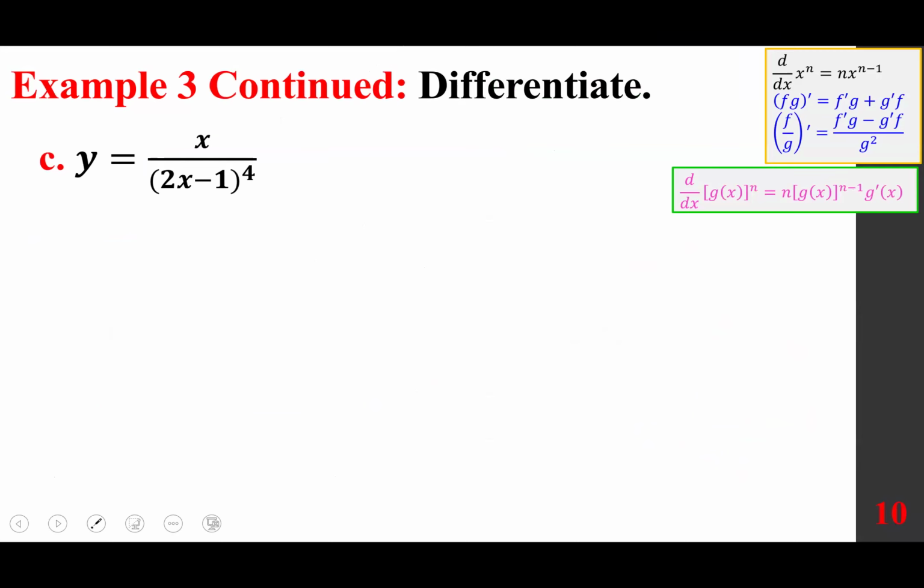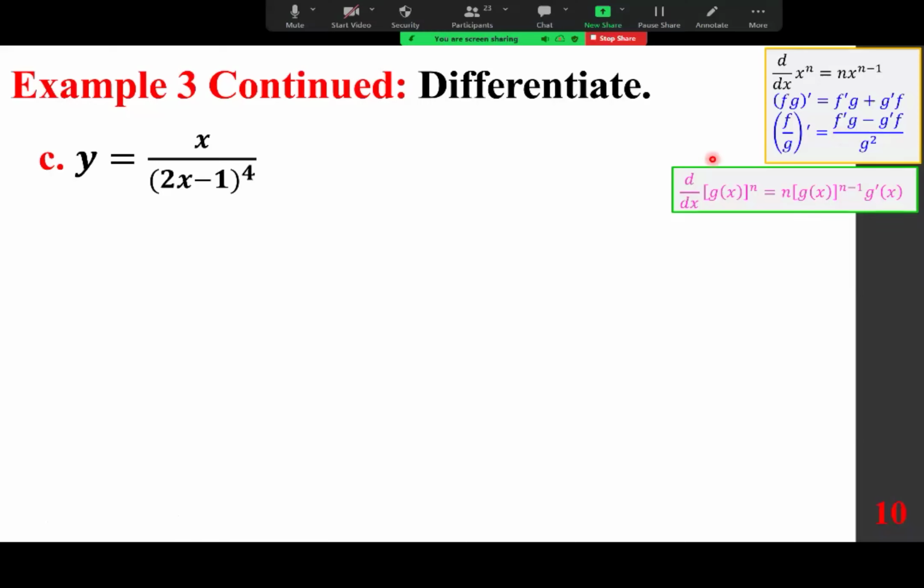Differentiate. Well, we have to go with the quotient rule and the chain rule as well. So first, we need f prime, which is 1, times g, which is (2x - 1) to the power of 4.